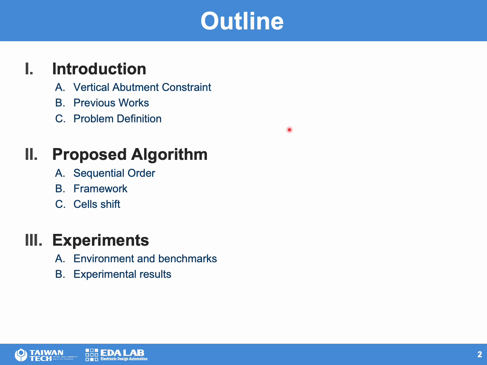Here is the outline. In the introduction, I will start by introducing the vertical abutment constraint and discussing relevant prior research. We will then define the problem we aim to solve. The second section will provide a concise overview of our proposed method. Finally, we will delve into the experimental results in the last section.